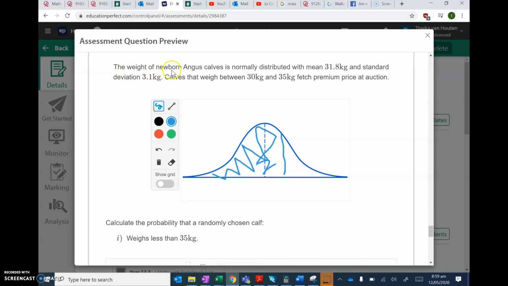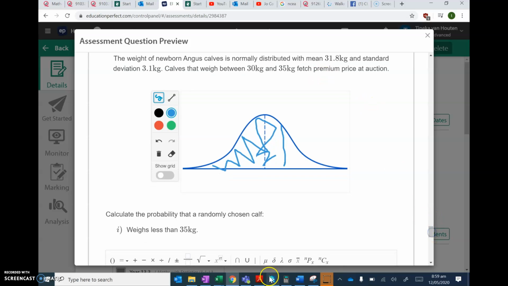So it says the weight of newborn Angus calves is normally distributed with a mean of 31.8, important, standard deviation of 3.1 kgs, and calves that weigh between 30 and 35 fetch a premium price at the auction. Now, first one says calculate the probability that it weighs less than 35.